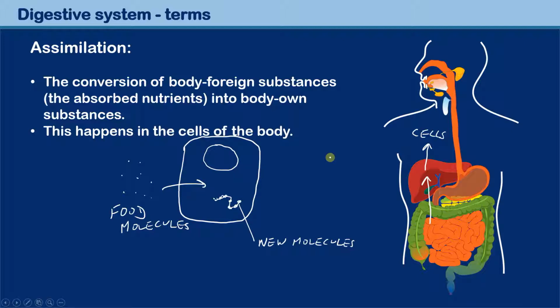So these are the three important terms. Digestion is the breakdown of substances, of food molecules. Absorption is the uptake into the blood, and then assimilation is when these nutrients are then used to make new body material. Strictly speaking, assimilation is not part of the digestive process, because it happens after digestion has been completed.